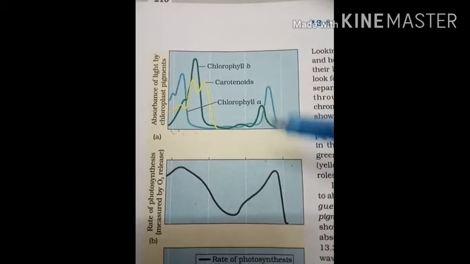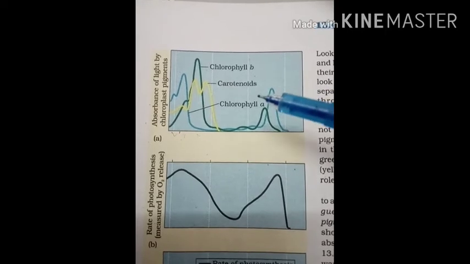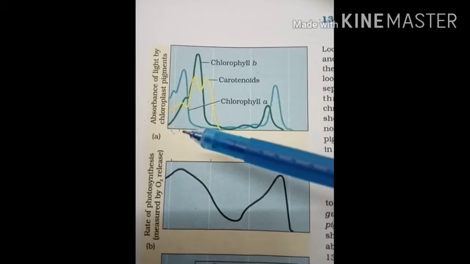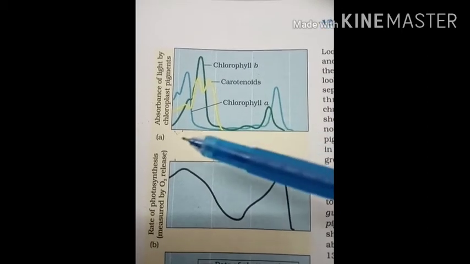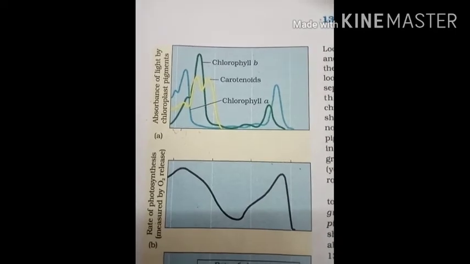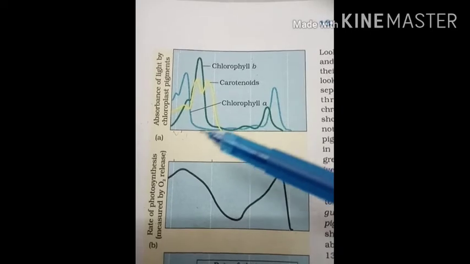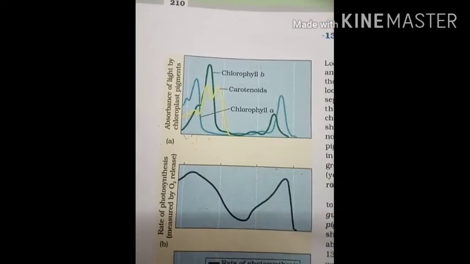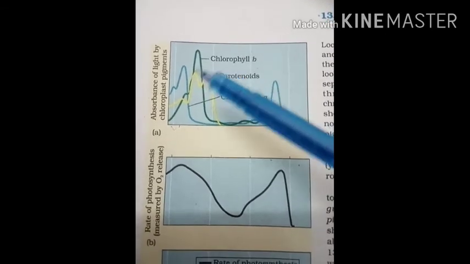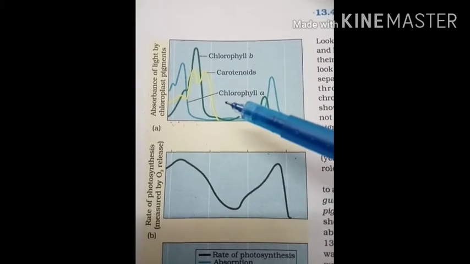In these diagrams, the figure shows a graph of the ability of the chlorophyll A pigment to absorb light of different wavelengths. This is the absorption spectrum, shown on the x-axis. Light of different wavelengths is placed in the sequence of VIBGYOR, that is violet, indigo, blue, green, yellow, orange and red.